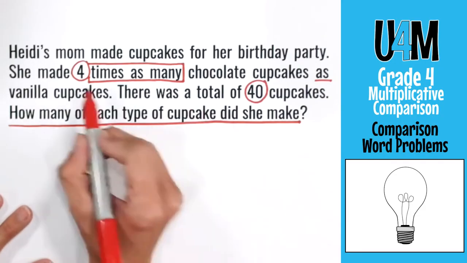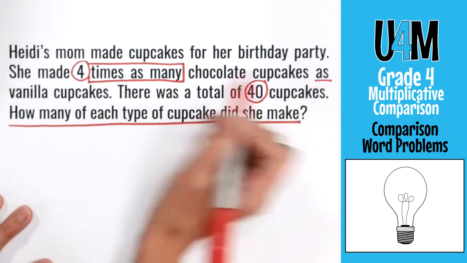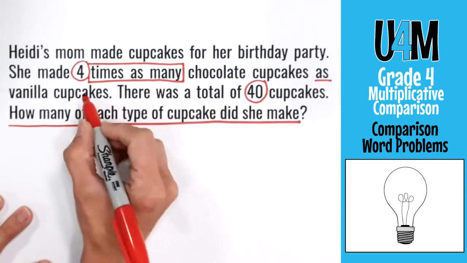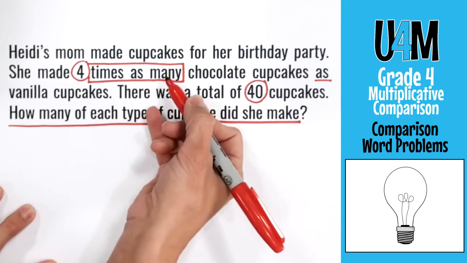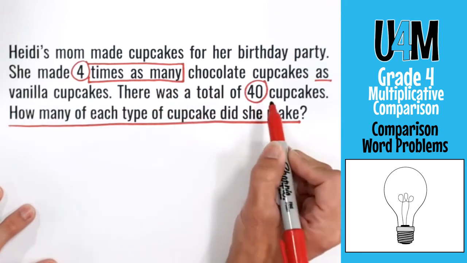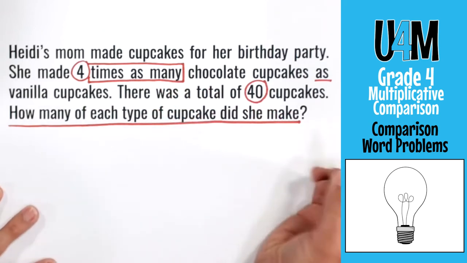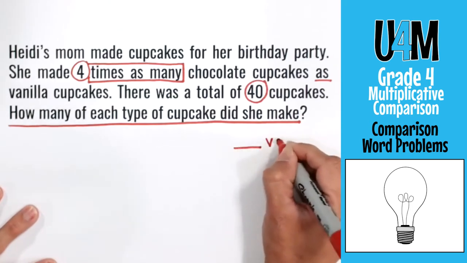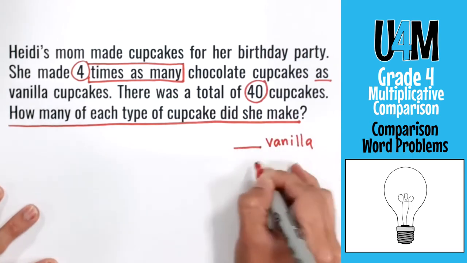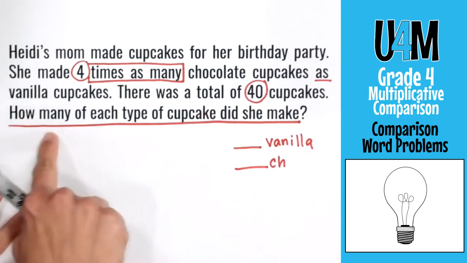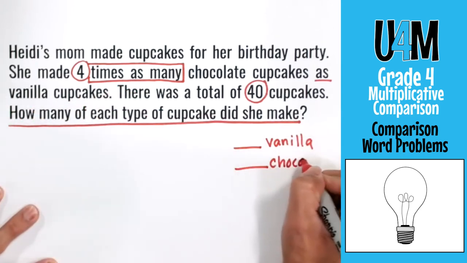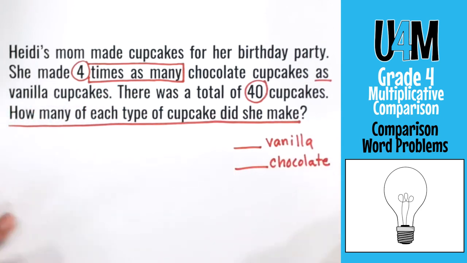So again, 4 times as many chocolate as vanilla, but we don't know how many vanilla there are, and we don't know how many chocolate there are. All we know is there's a total of 40 cupcakes. So we have to find out how many vanilla and how many chocolate to find our answer. And we're going to start by creating a comparison. And we're going to use a model for that.